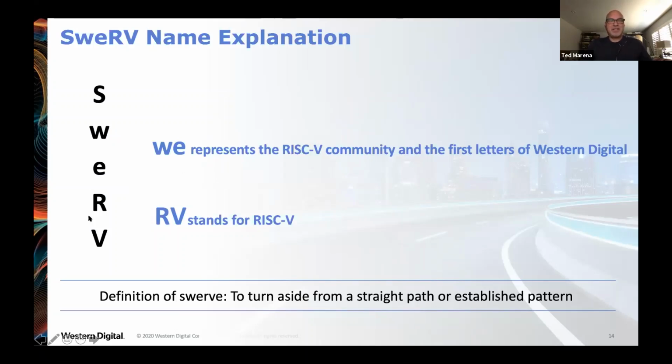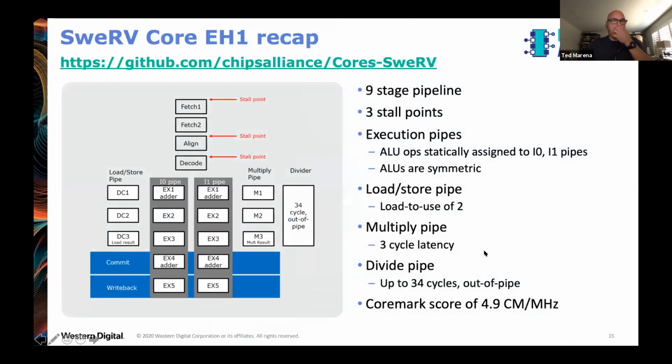Anyway, that's what Swerve is about. All right, so I want to get into a little bit on the architecture. Just go into a little bit of detail with the device and give you kind of an idea of what the architecture is.